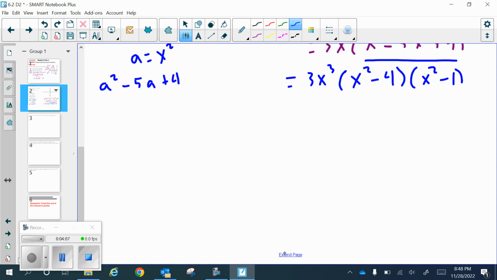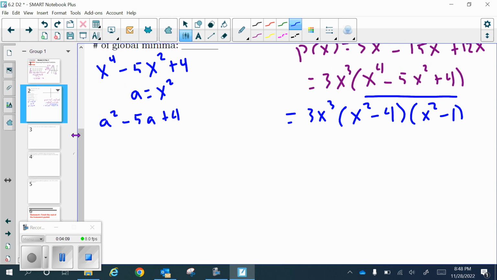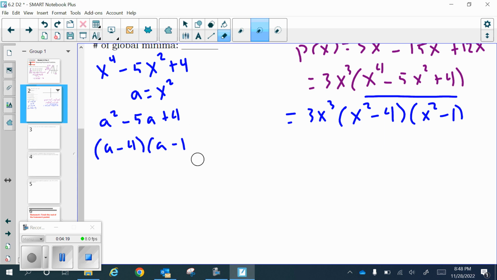And that's something I know how to factor. That factors into (a minus 4) times (a minus 1), because what I want is factors of positive 4 that add up to -5. So -4 and -1 multiply to positive 4, and -4 and -1 add to -5. And I want this put back in terms of x, where I'm not dealing with a's when I'm graphing this function.